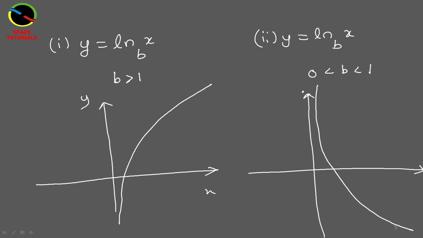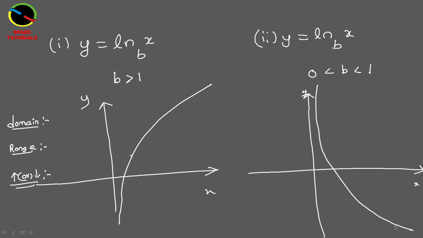This is how the graph is. So now let's discuss domain, range, and whether the function is increasing or decreasing. Let's discuss these three things for the two graphs.